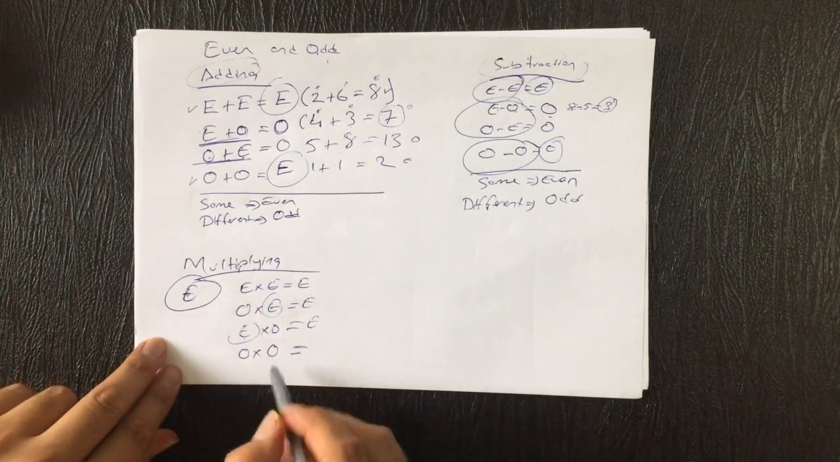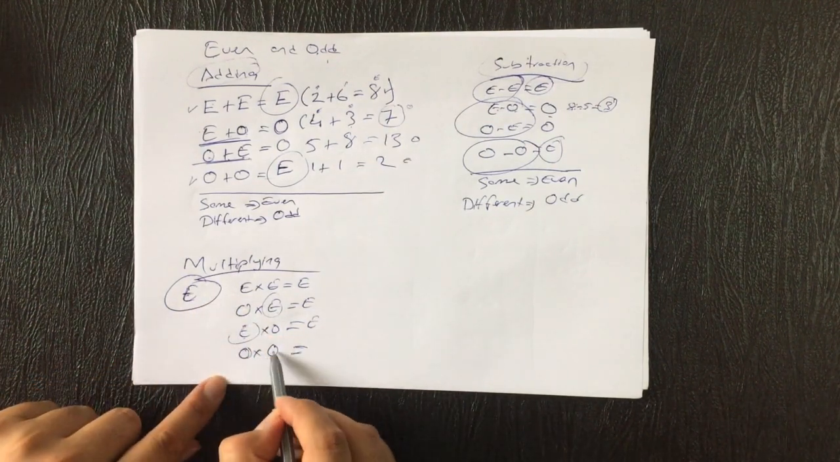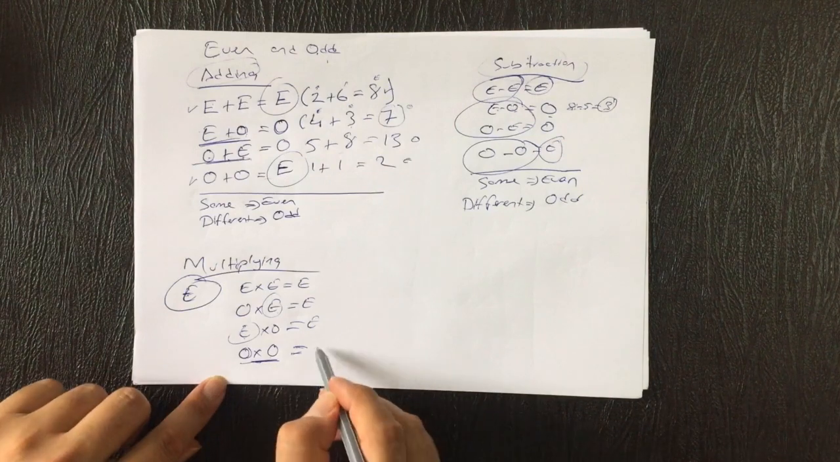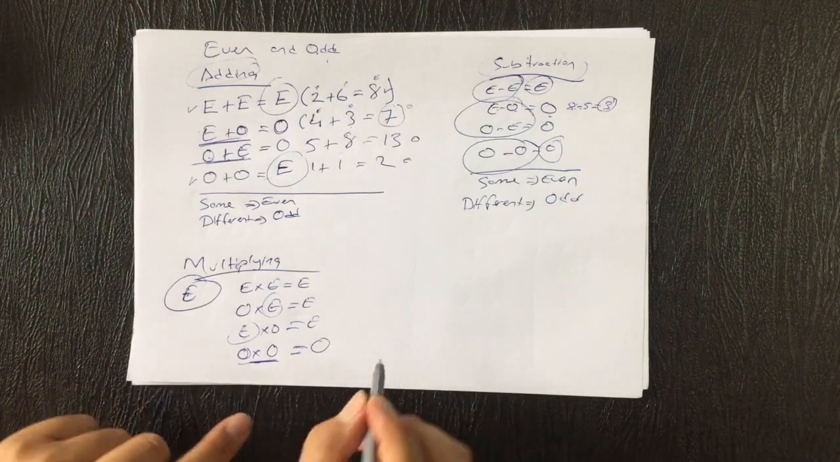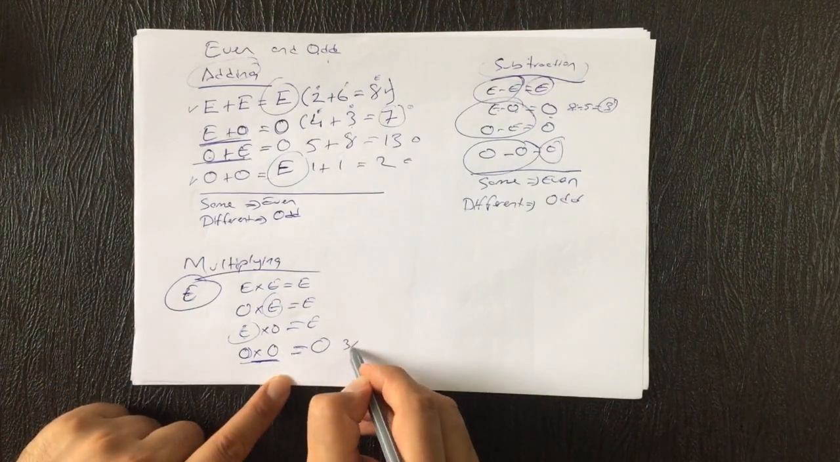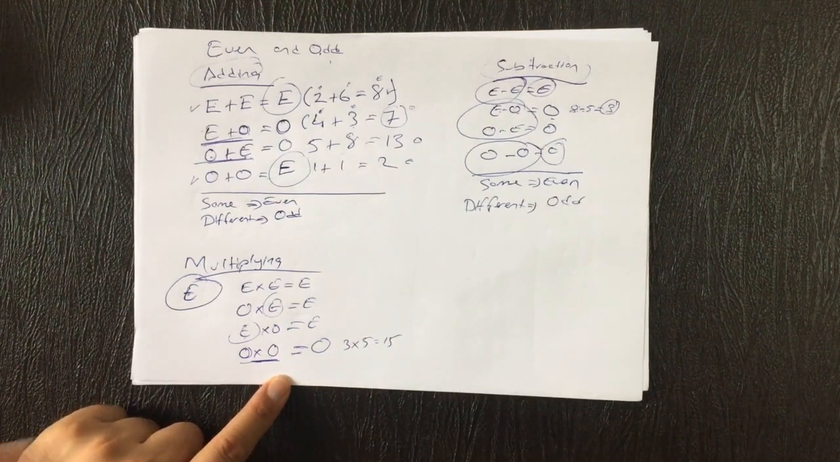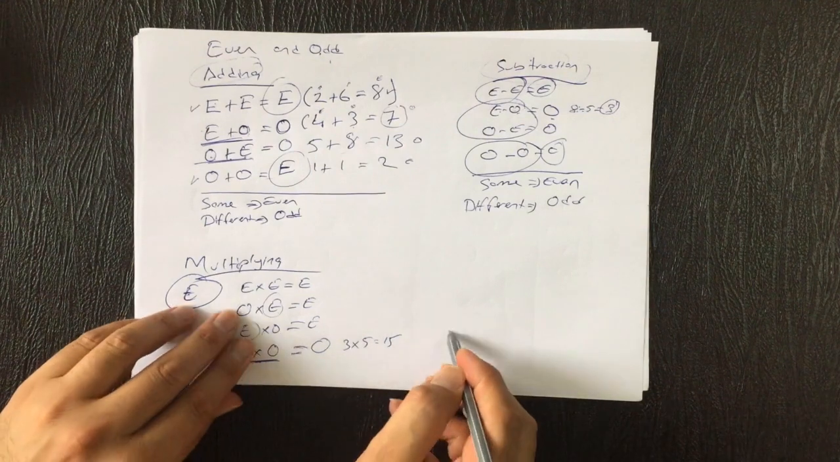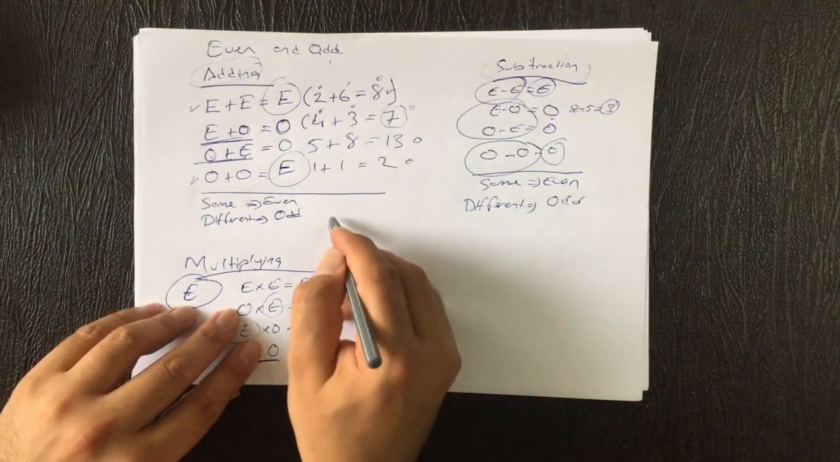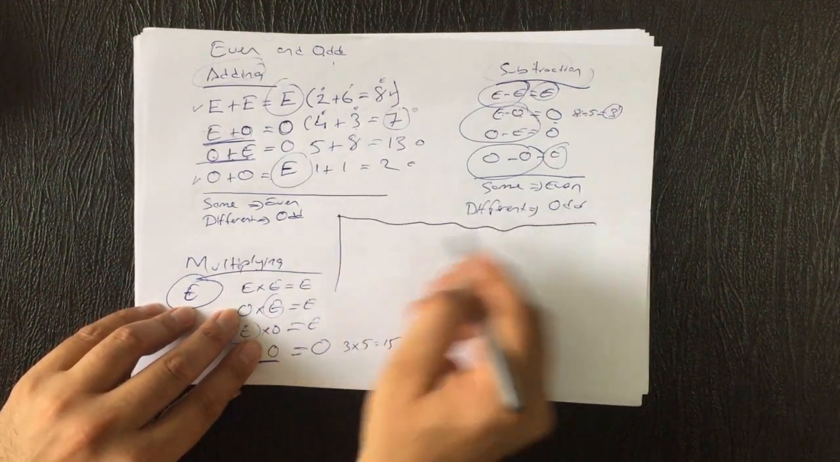Okay, so let's look at even. Can you see any even? No, that's why it's an odd number. For example, 3 multiply 5, it is 15. Okay, bravo.